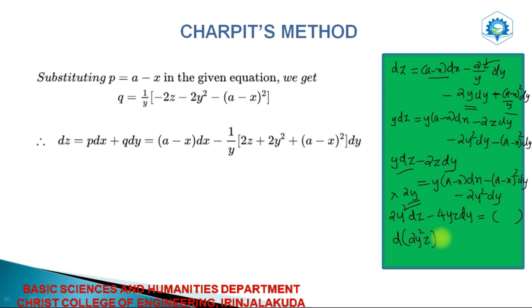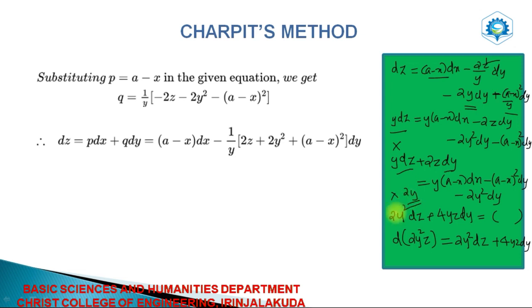If we find the derivative of 2y square z, what we get is 2y square into dz plus 4yz dy. That is our second term. So in order to convert the left side to an integrable form, we will multiply with the y. We already multiplied with the y in the beginning here, and right now we multiply with the 2y.